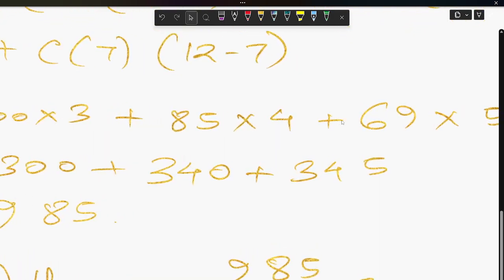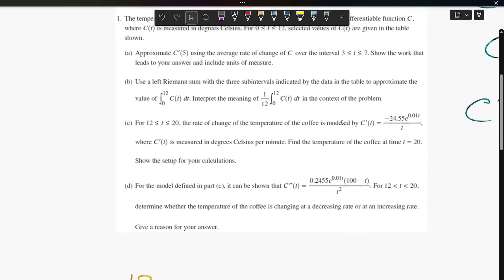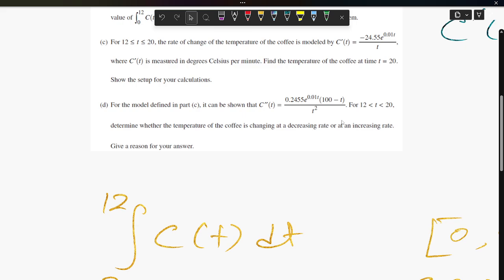Now we are moving to the third part of this question. It is telling us that for T belonging to the closed interval 12 to 20, the rate of change of the temperature of the coffee is modeled by C'(T) equal to minus 24.55 e to the power 0.01T, where C'(T) is measured in degrees Celsius per minute. Find the temperature of the coffee at time T equals 20 and show the setup for your calculations.